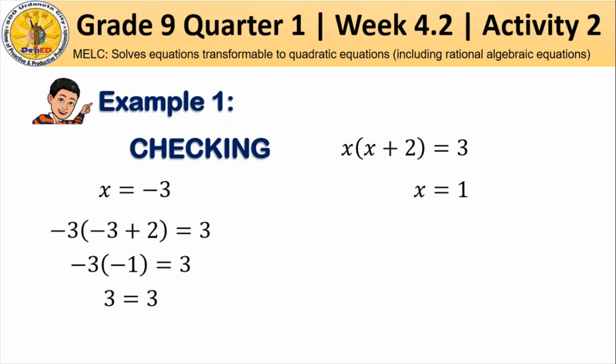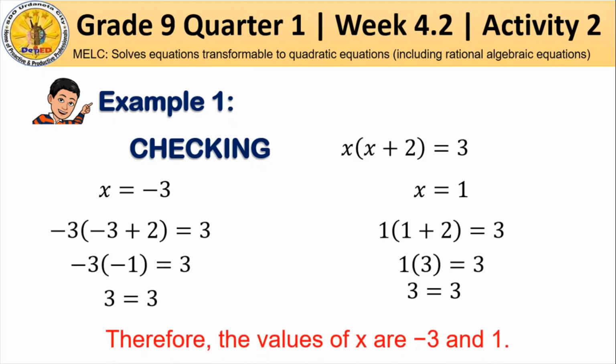When x is equal to 1, we have 1 times the quantity 1 plus 2 is equal to 3. 1 plus 2 is 3. 1 times 3 is 3, which is also equal to 3. The left side is again equal to the right side. Therefore, the values of x are -3 and 1.